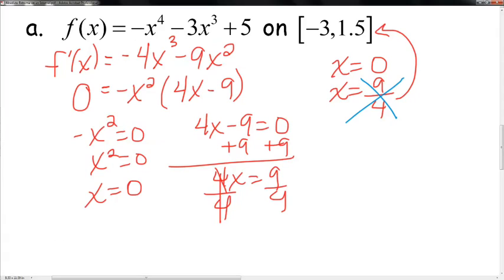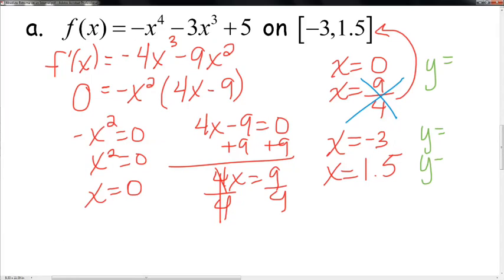Alright, so my options are my one critical value and my beginning point, which is -3, and my ending point, which is 1.5. We're going to find the y coordinates for each of those, and that's going to tell me what my maximum and minimum are. Again, this is a candidates test, so we just find all the candidates. I have 0, -3, and 1.5 as candidates, and I'm just going to see which one is the highest and which one is the lowest.